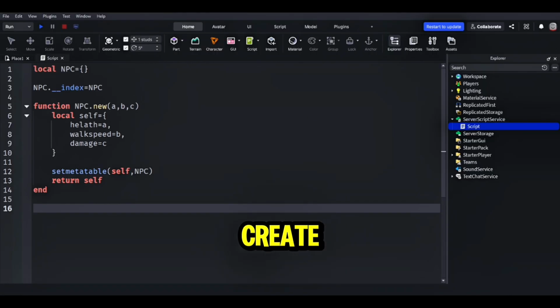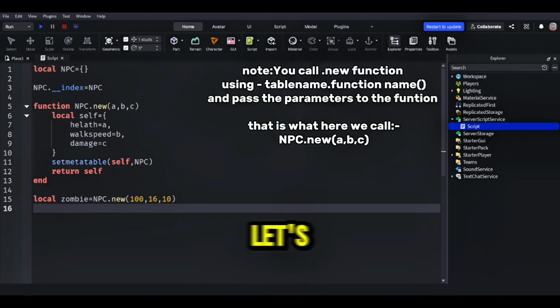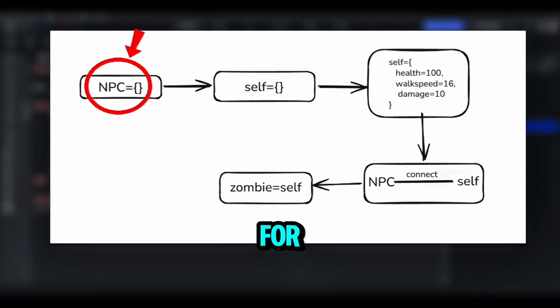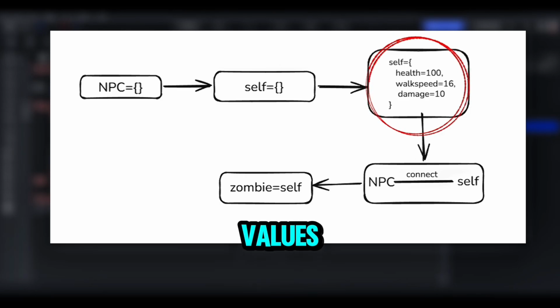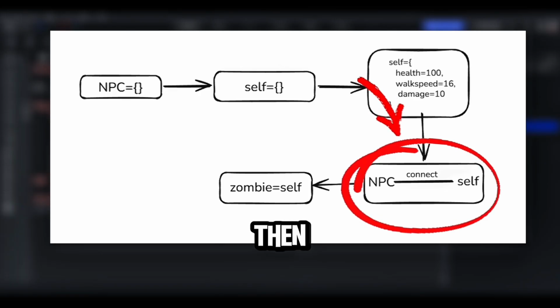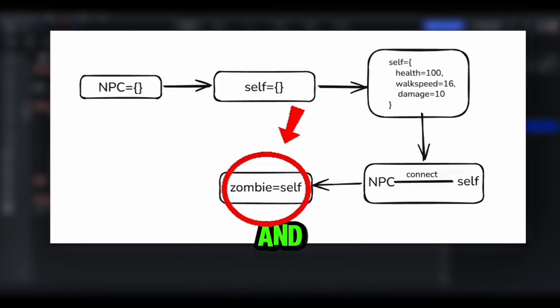Now how do we actually create objects using this class? First, create a variable, let's call it zombie, then call the new function on it, like this. Let's walk through what happens when we call .new. Luau goes to the NPC table and looks for the new function. It finds one. Inside new, a fresh self table is created. Since we passed 100, 16, 10, that means A equals 100, B equals 16, C equals 10. So health, walk speed, and damage get set to those values. Now our self table is complete. Then we connect NPC as the metatable of this self table. This finished table gets returned and stored in zombie.